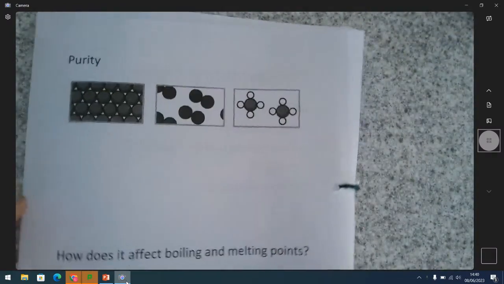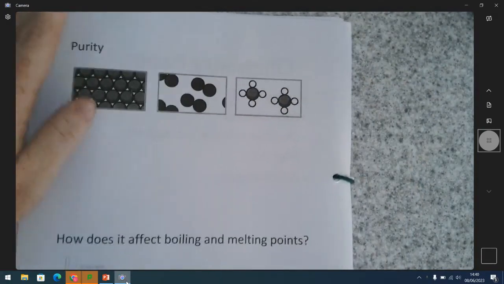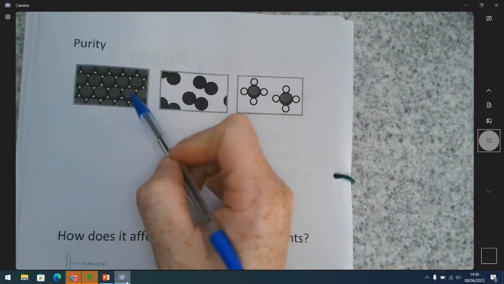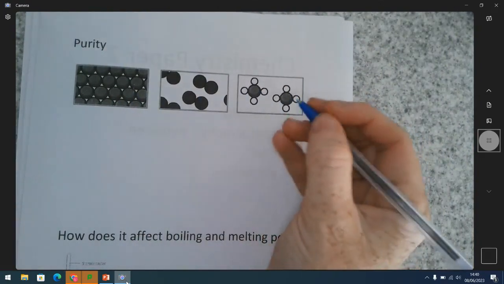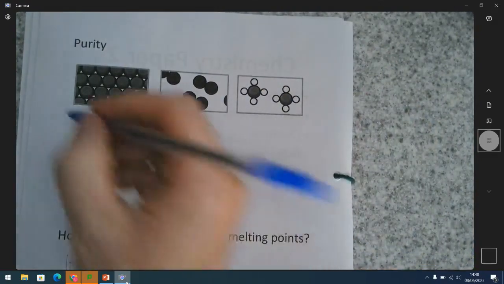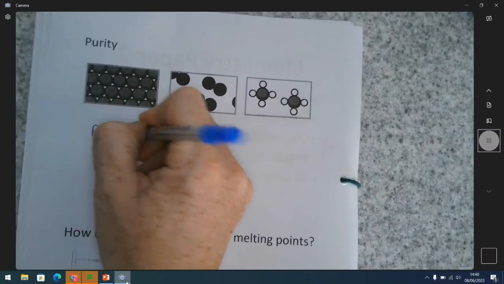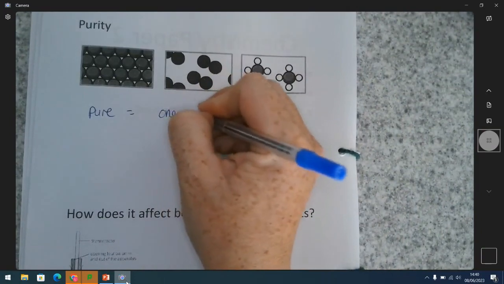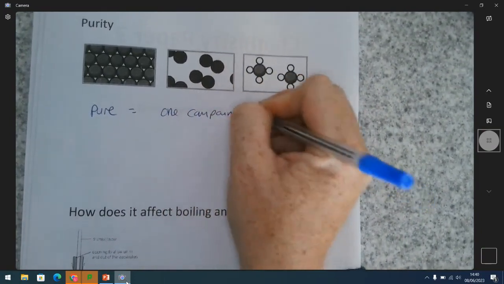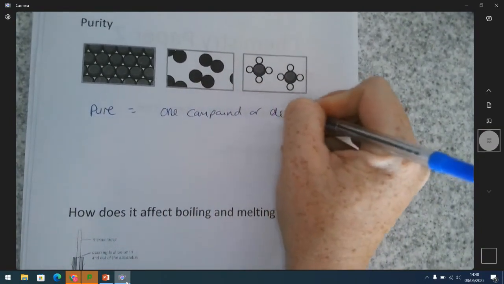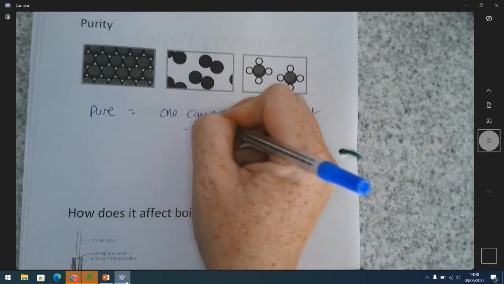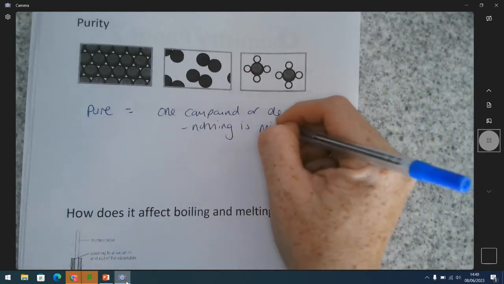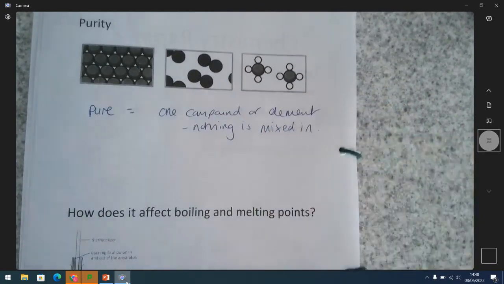It is important you're able to identify substances that are pure, and they come in all different shapes and sizes. These are actually three diagrams of three pure substances, because the word pure essentially means, especially in chemistry, one compound or element. Okay, nothing's mixed in.